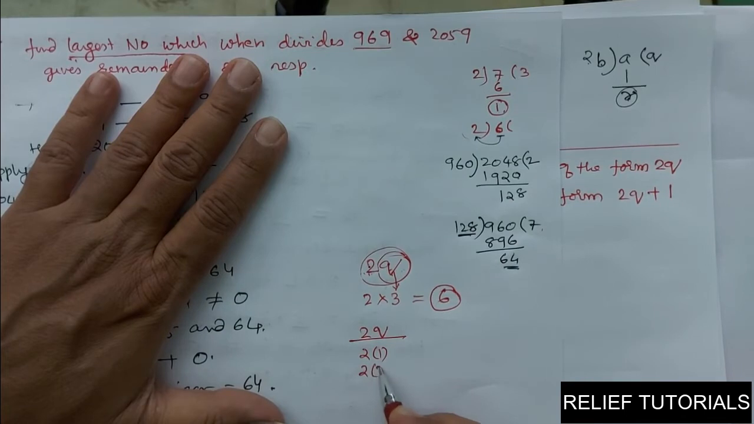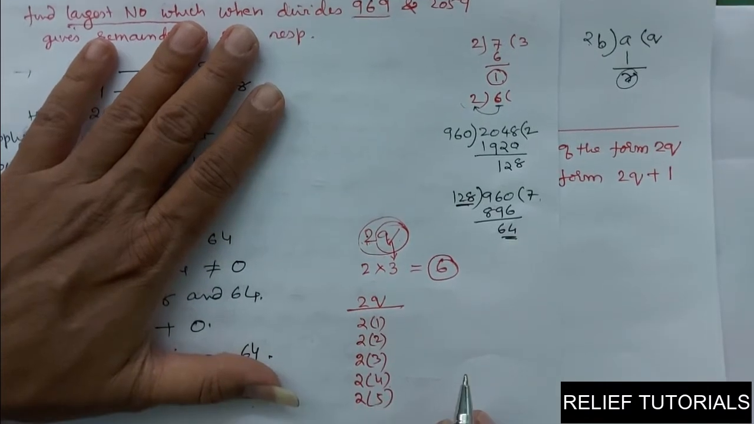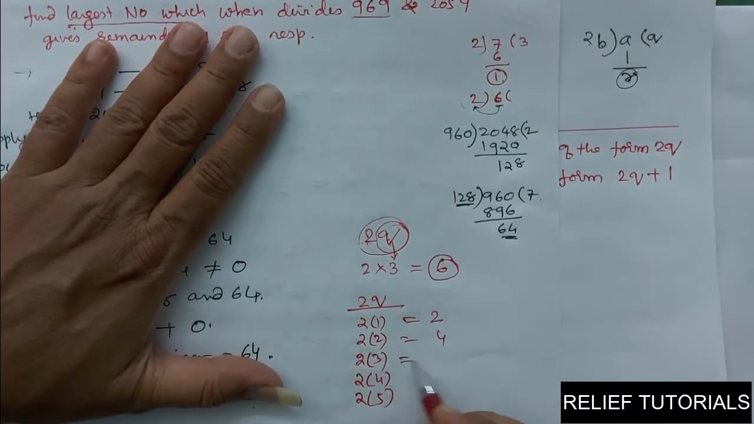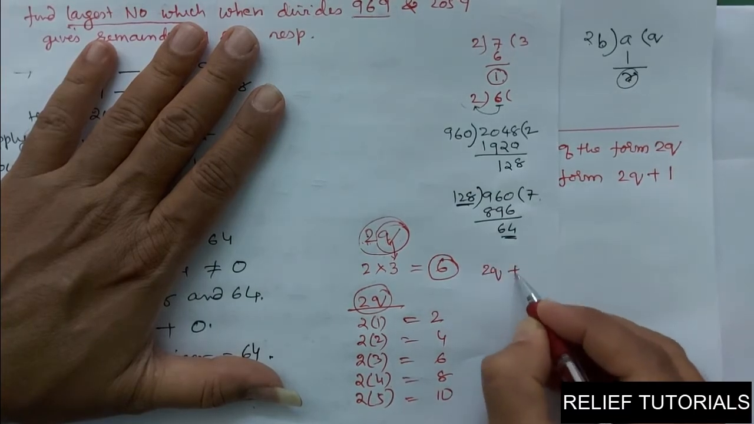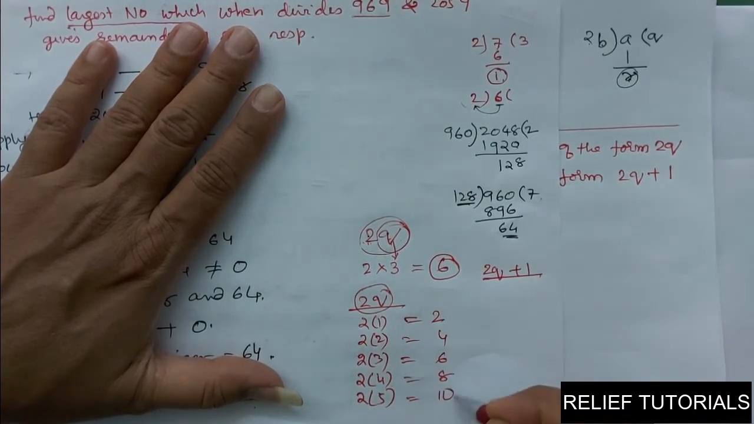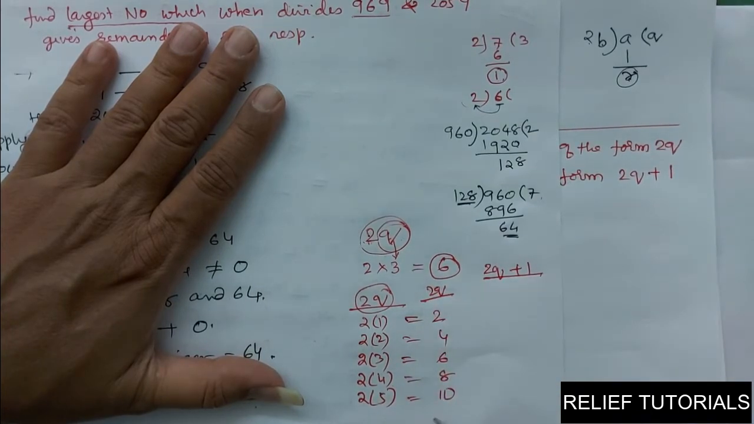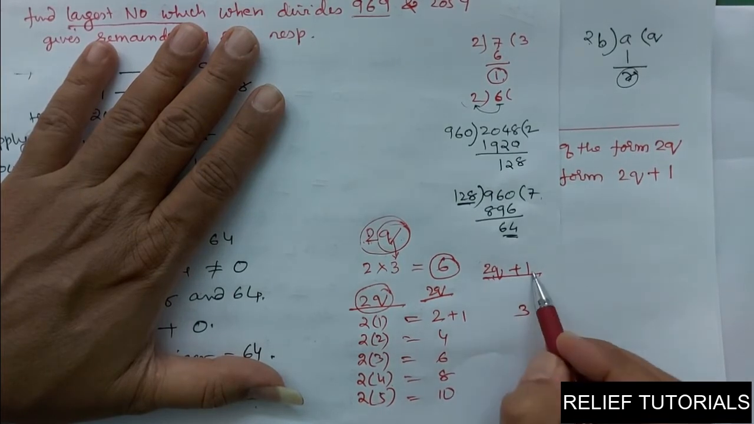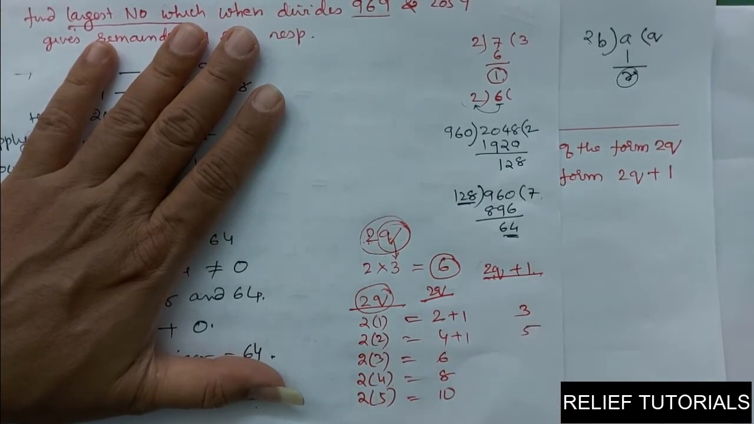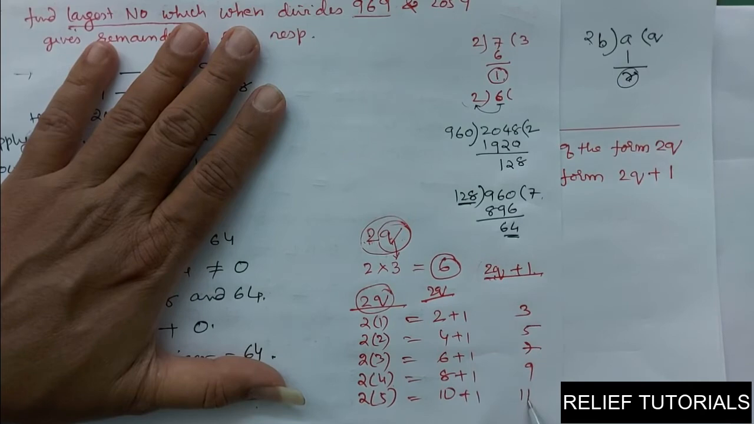2 into 1, 2 into 2, 2 into 3, 2 into 4, 2 into 5, you keep on multiplying. What you will get? 2, 4, 6, 8, 10. So these 2q's are all even. But if I say 2q plus 1, what is this? If you add 1, it becomes 3. So 2q is even, but if I add 1, it will become odd. 4 plus 1 is 5, 6 plus 1 is 7, 8 plus 1 is 9, 10 plus 1 is 11.